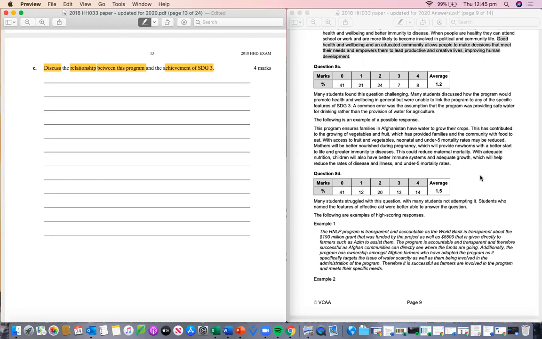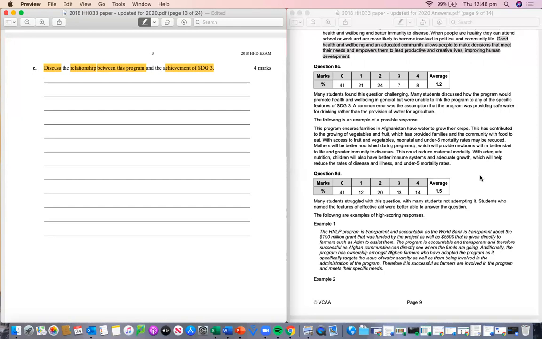So that's what's actually happened within this question, because it's asking to discuss the relationship. Basically you're trying to go back and forth, so looking at how the program can impact SDG 3 and achieving SDG 3, and how then SDG 3 can improve, obviously, the program itself.